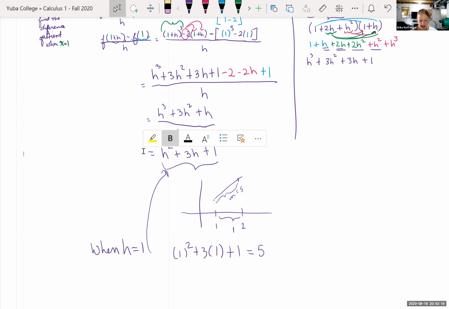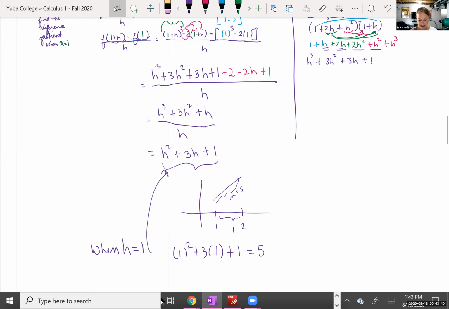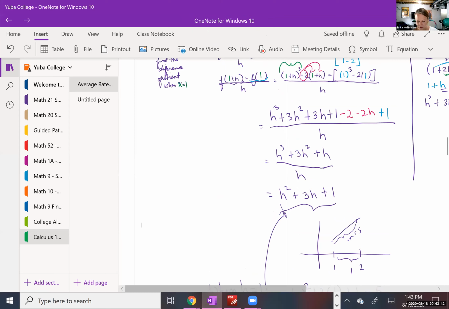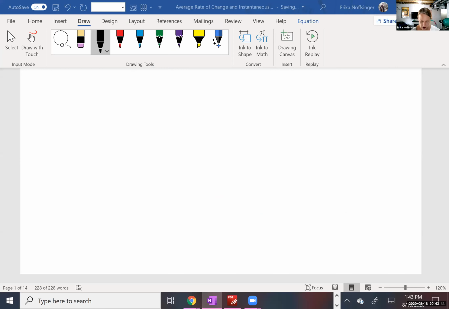And we're going to see what happens to this function h squared plus 3h plus 1 when that h value gets smaller and smaller and smaller. So let's see what's happening when we plug in a half, a quarter, a tenth, a hundredth, etc. Can we see if that's going to any particular number or not? This is where a graphing calculator is helpful, because they have some tools for that. Or this is also where Desmos.com is really helpful.